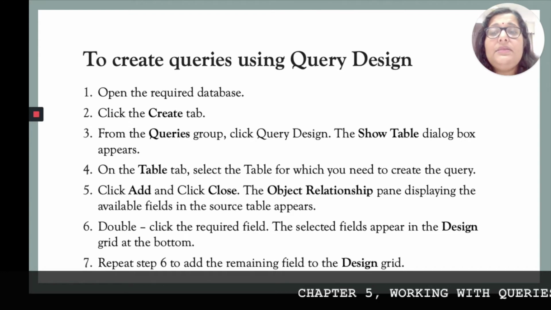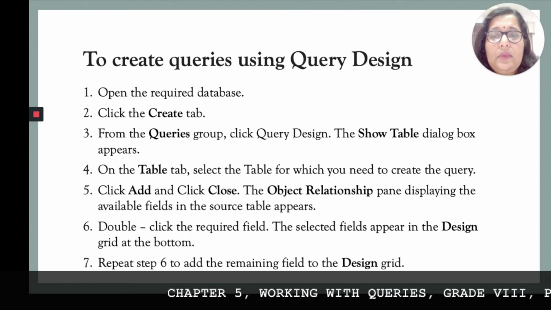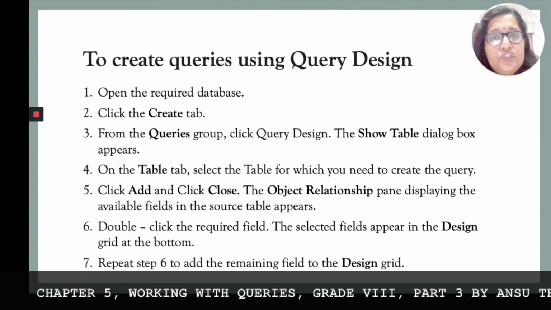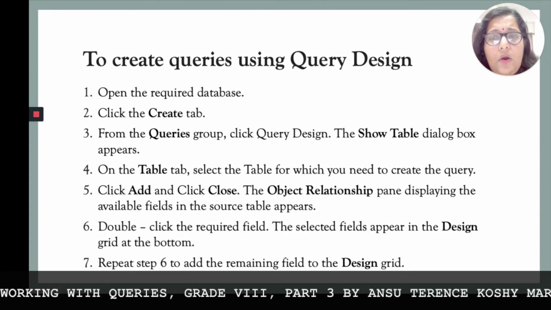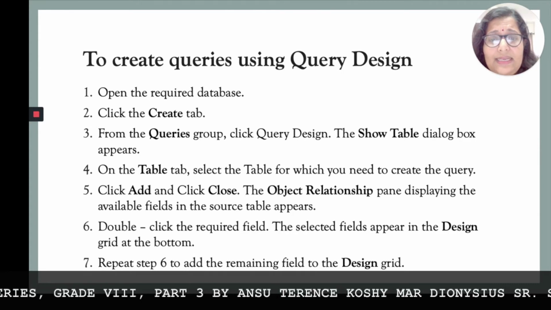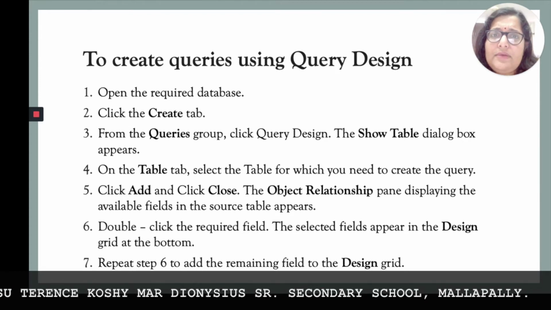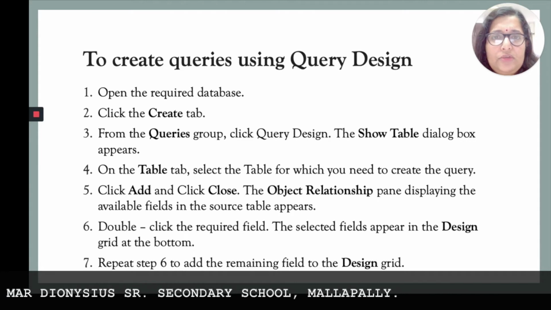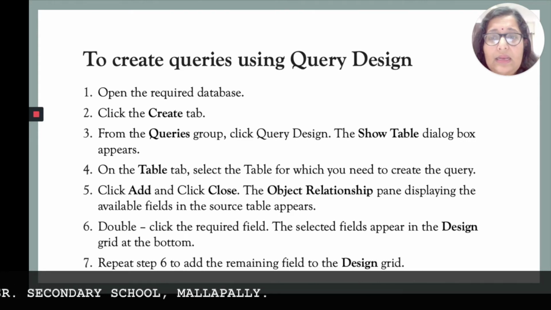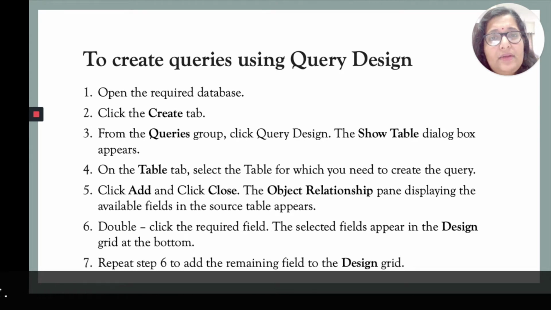The Show Table dialog box appears. The dialog box that appears is called the Show Table. On the Table tab, select the table for which you need to create a query. You need to first select the table from which you need to generate a query. Click Add and click Close. Once you have added the tables that you need, then you can close it.